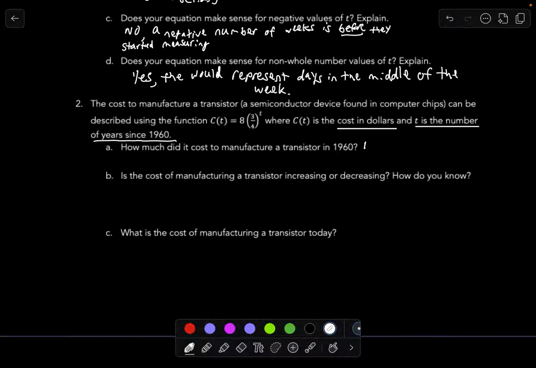In 1960, that is t equal to 0, because t is the number of years after 1960. So C of 0 is equal to 8 times 3/4 to the 0 power, which is 8. So how much did it cost to manufacture a transistor in 1960? It cost $8 from our model.